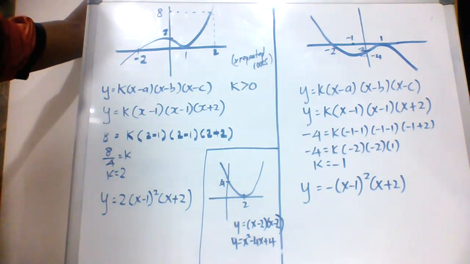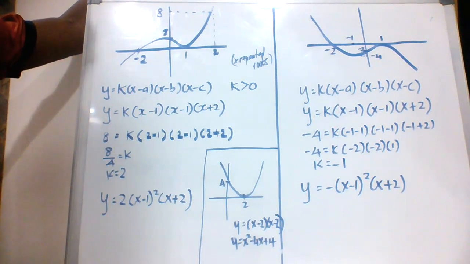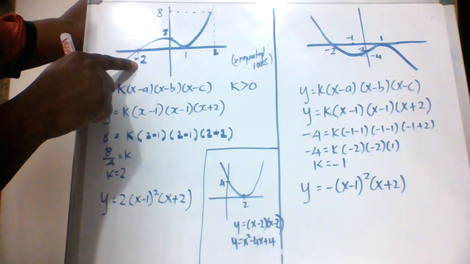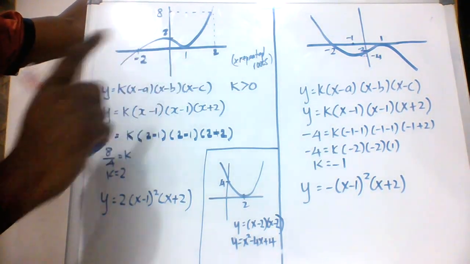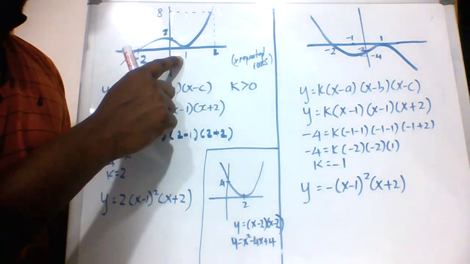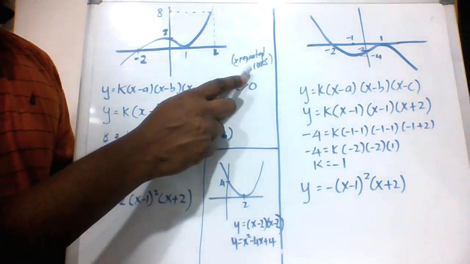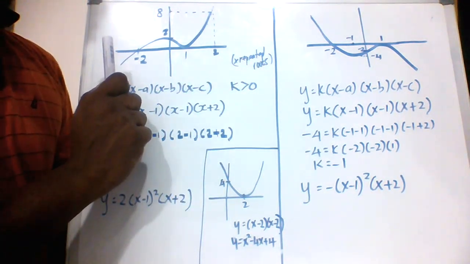Now, we are supposed to have three roots, but look at the graph. There are only two, -2 and 1. Now, this is where you need to understand this one is something that we call a repeated root. What do you mean by repeated roots?